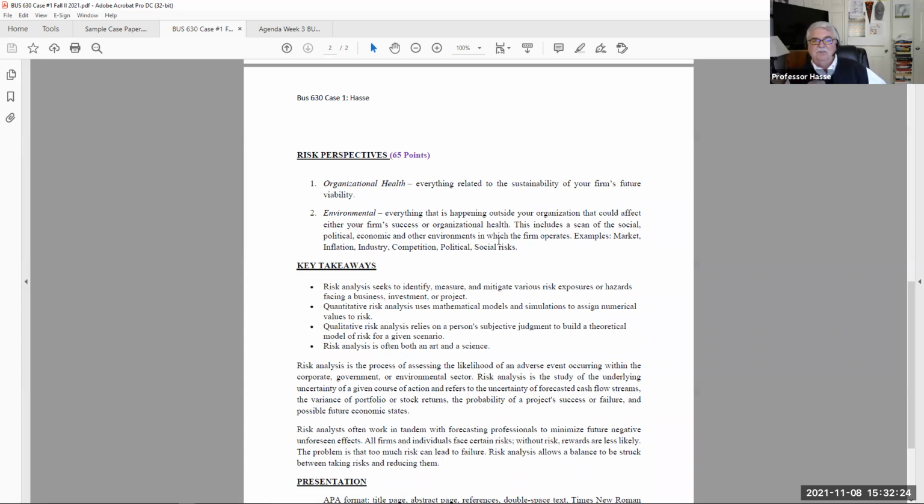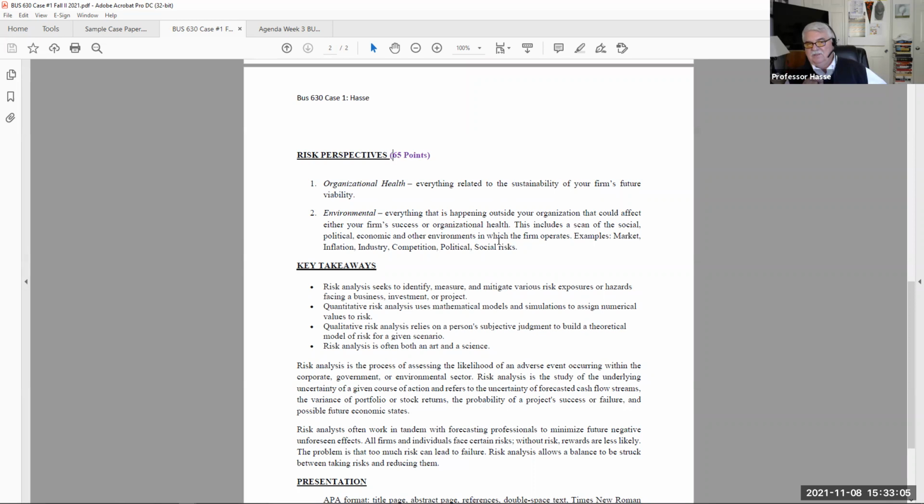What is the market, inflation, industry, competition, political, and social risk of your company outside of the credit rating, the beta, the capital asset pricing model? What other risks are involved in your company today? Key takeaways to these two parts. Risk analysis seeks to identify, measure, and mitigate various risk exposures or hazards facing a business, investment, or project. What are the risks to your company, both economically, socially, organizationally, to your business today?